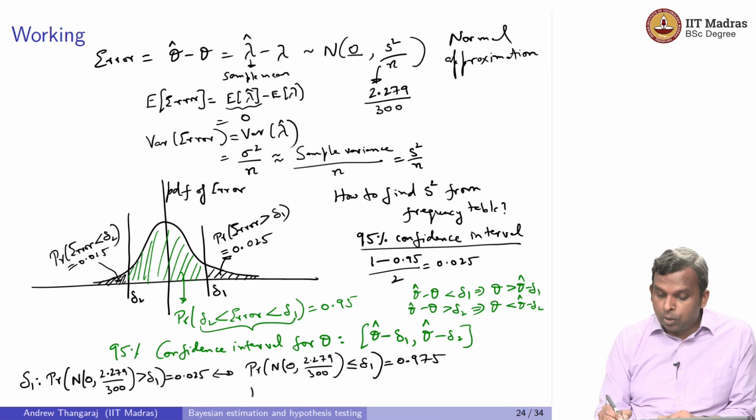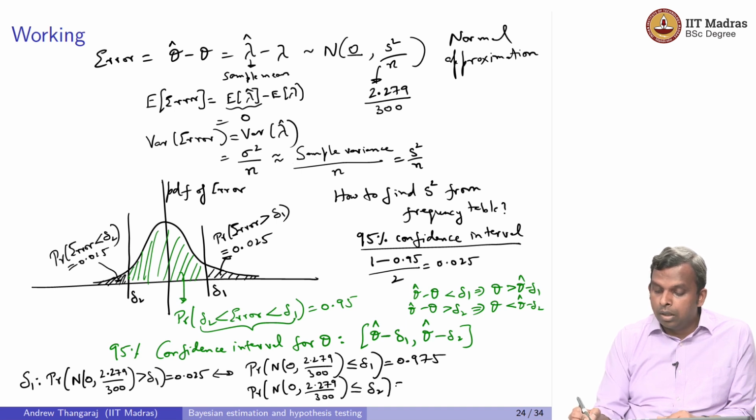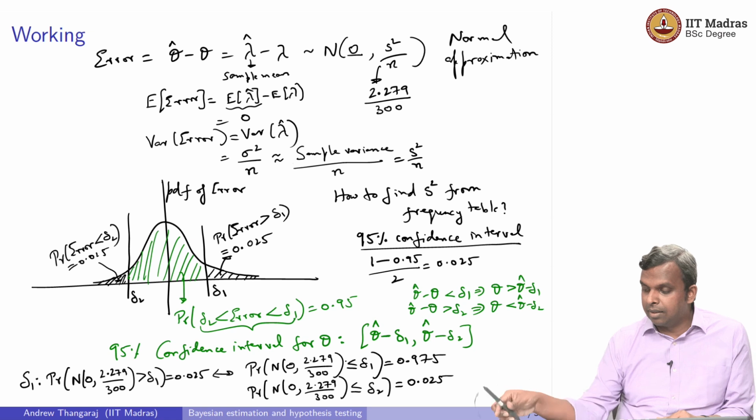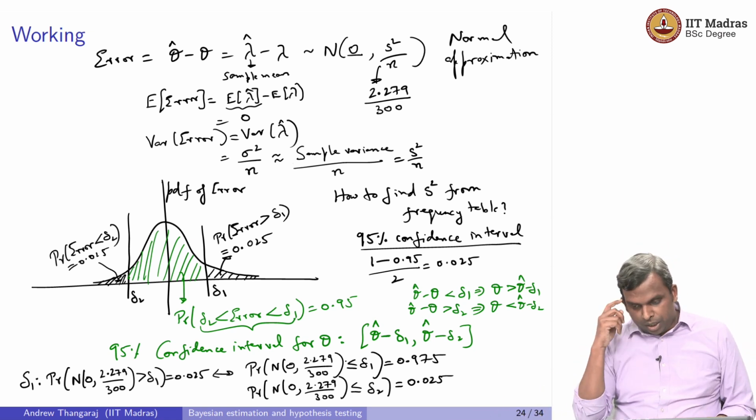Delta 2 is also the probability that a normally distributed random variable with mean 0 and variance 2.279 by 300 is less than or equal to delta 2, equals 0.025. Okay. So these are two inverse CDF problems, because this is the CDF value, right? The CDF of this normal distribution has to be equal to 0.975, and the CDF of this normal distribution has to be equal to 0.025. So how do you do this calculation? This is not a very difficult calculation to do.